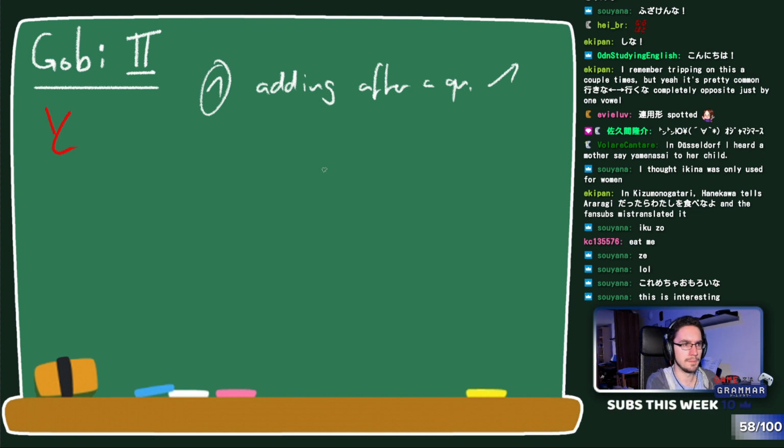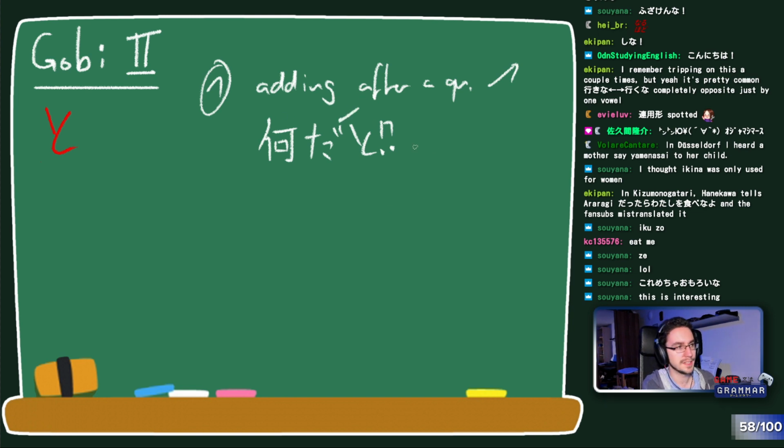Basically, it makes it more demanding, like it says "what?" It sounds more surprised. The best example is probably when you say nandato, like "what?" You've probably heard this in anime before. Nandato. It's a bit like saying "what did you say?" You might see this combined with an exclamation mark and question mark, because it's such an emphasized question. Nandato? Like what? That's basically that.